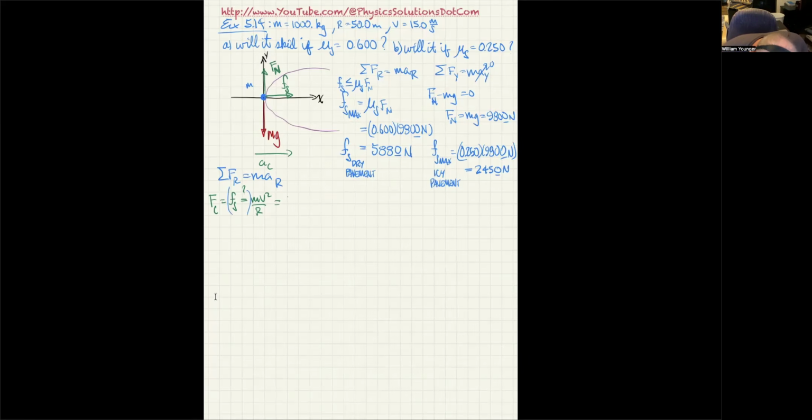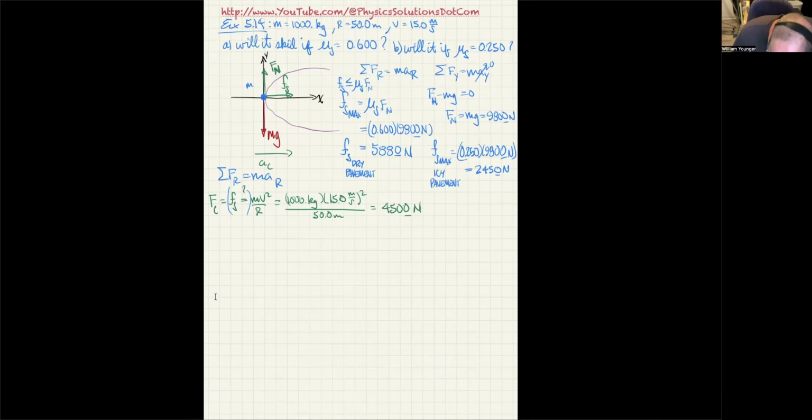So the mass is 1,000 kilograms. The velocity is 15.0 meters per second, and that's got to be squared. And then the radius is 50.0 meters. So if I take 1,000 times 15 squared, and then I divide that by 50, I get 4,500 newtons with one extra digit, so it's 4.50 times 10 to the third is really what it is.